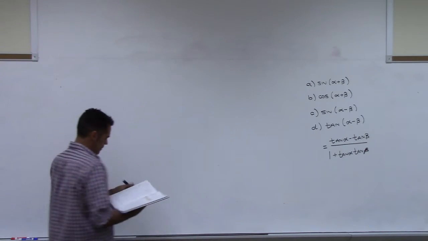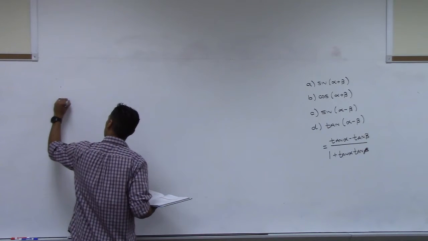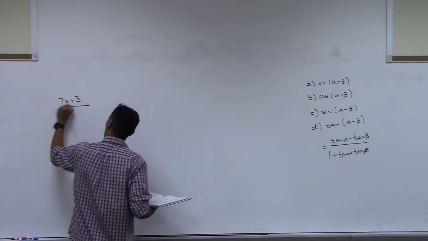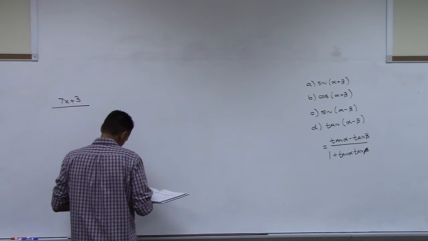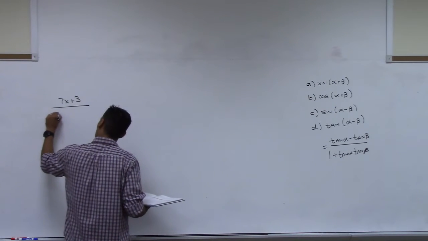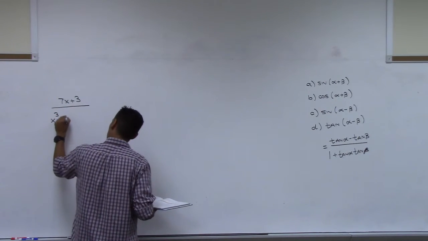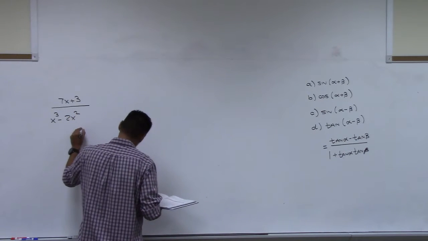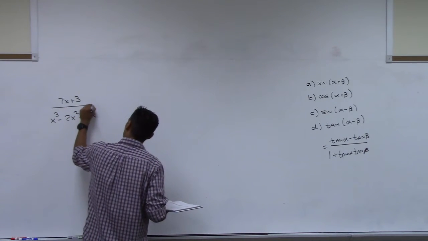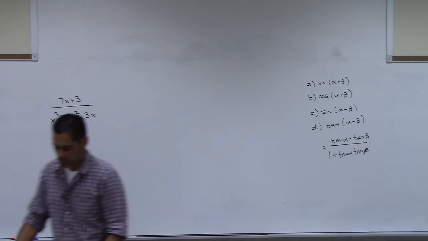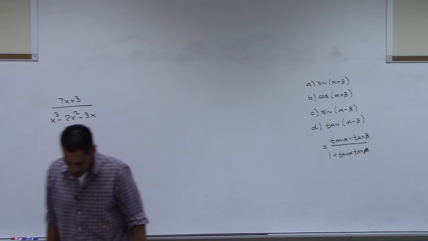All right, 7x plus 3 over x cubed minus 2x squared minus 3x. And you're asked to do partial fraction decomposition on this. This is number 37 on page 908.